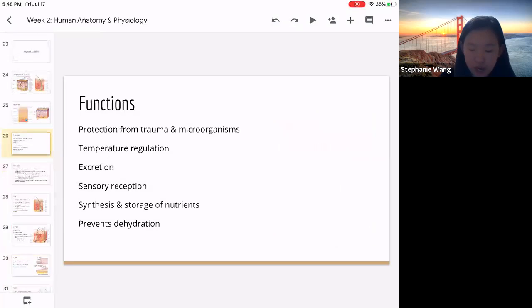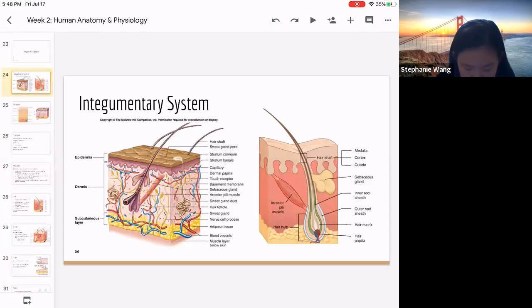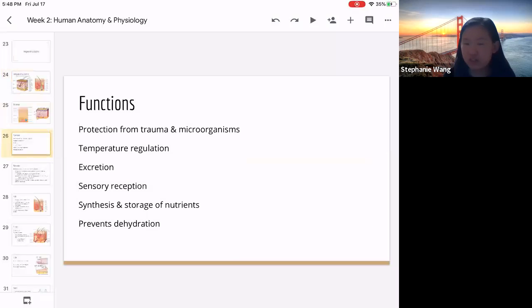Sensory reception: you can see here in the skin diagram, we have a lot of little receptors, such as the touch receptor. There are receptors called the Pacinian corpuscle, Meissner corpuscle, tactile discs. There's a lot of them. We're not going to go into all of them, but if you would want to learn more about them, feel free to read about them in an anatomy textbook.